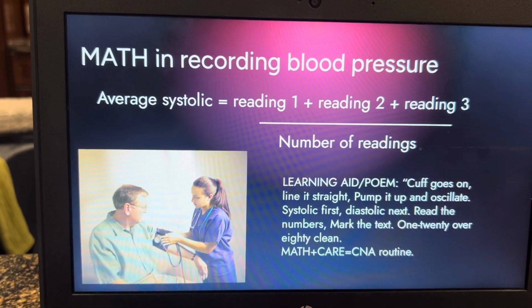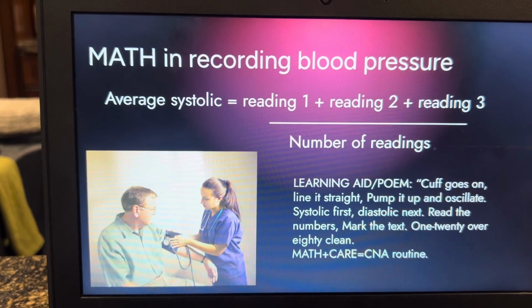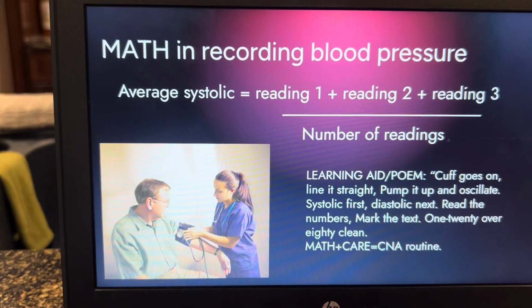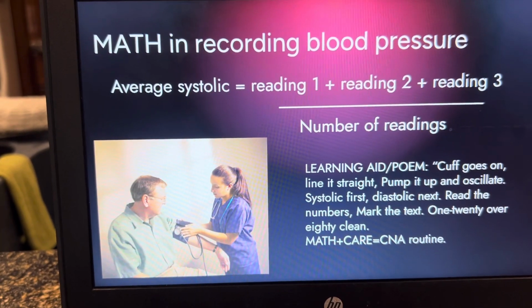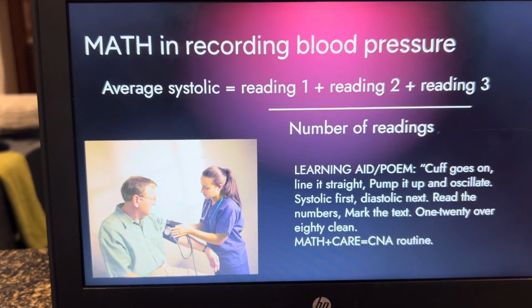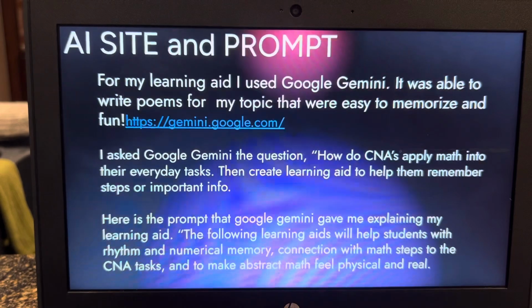My learning aid says, cuff goes on, line it straight, pump it up and oscillate. Systolic first, diastolic next. Read the numbers, mark the text. 120 over 80 clean. Math plus care equals CNA routine. This just helps them remember that 120 over 80 is a good range to have, and they'll know that if the blood pressure is around there, they're good.